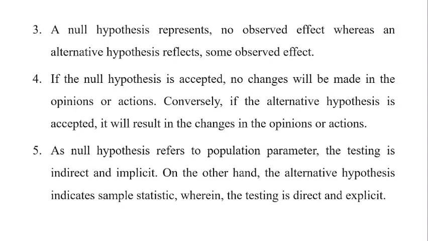The fifth difference: a null hypothesis refers to the population parameter. The testing is indirect and implicit. On the other hand, the alternative hypothesis indicates a sample statistic, whereas testing is direct and implicit.